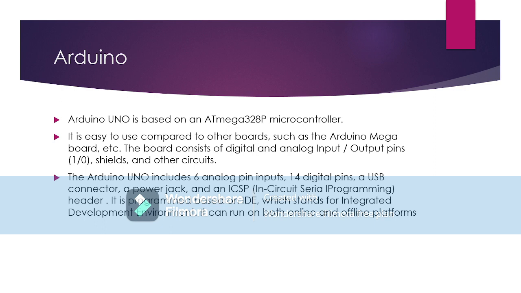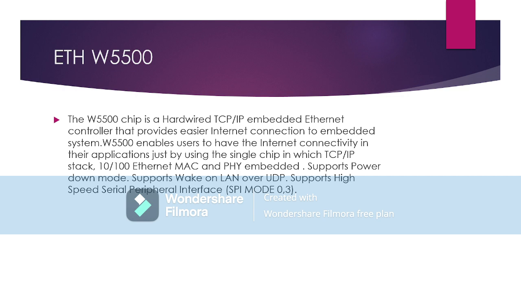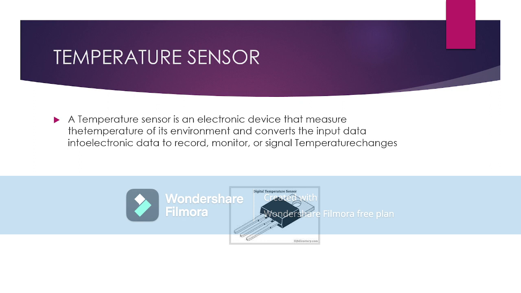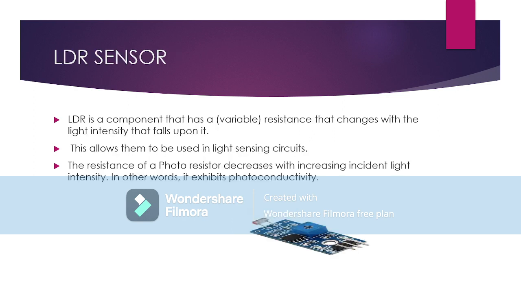Arduino Uno is an open source microcontroller. It is based on the Atmega 328P. This is the Arduino board. Ethernet shield, that is ETHW5500. It is a hardware TCP/IP embedded Ethernet controller that provides internet connection to the embedded system. This is a survey of the Ethernet shield. Temperature sensor, that is LM35. LCD, liquid crystal display. It is used to display alphanumeric characters and symbols. LDR sensor, light dependent resistor, is a component that has a resistance that changes with the light intensity that falls upon it.